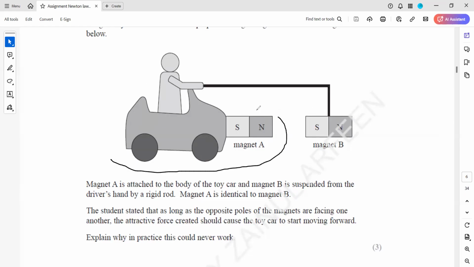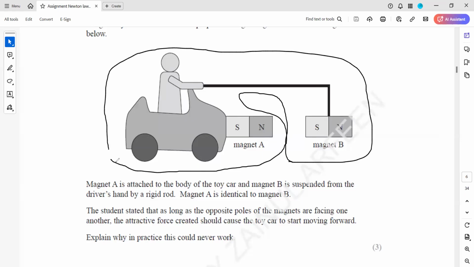If you compare, this is one body. So if there is 10 Newton forward and 10 Newton backward, what is the resultant force here? Zero. If the resultant force is zero, the object will never accelerate. So the same 10 Newton on magnet B is the same force, 10 Newton, on the person.